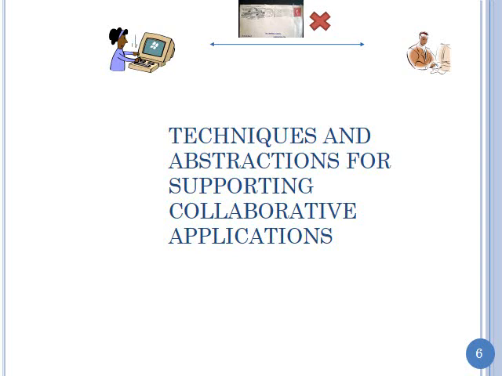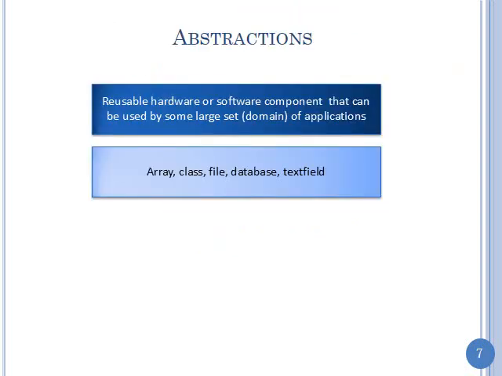So by abstraction, there's a reusable hardware or software component on which you can build your application. So it applies to some domain of applications, hopefully as many applications as possible. The larger the domain, the more general the abstraction. And so we are used to abstractions like memory, hardware, array, class, file, database, text field. So we look at collaborative abstractions. And through abstractions, we really learn subjects in a general way. So abstractions is one way to learn.